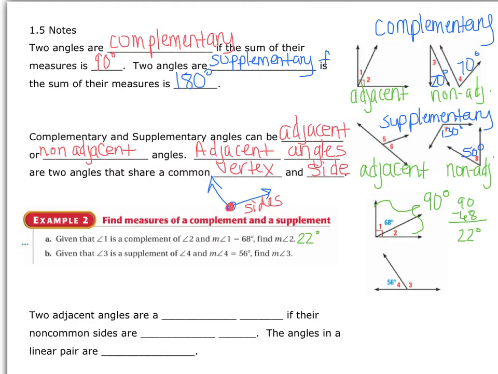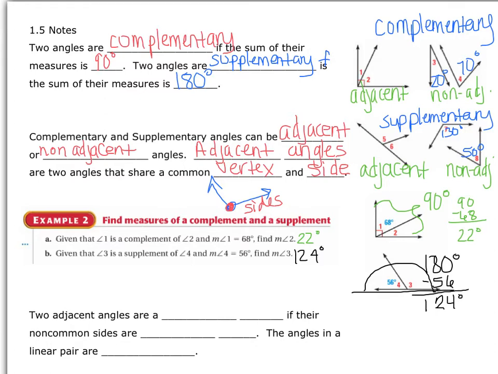Same thing in this scenario, given that angle 3 is a supplement of angle 4, so 3 and 4 are supplementary. That means together, and we know because they're sharing this line, these angles measure 180 degrees. If we were to get out that protractor and measure it, it would be 180 degrees. So how much is 3? Well, 56 is already taken up by angle 4, so 180 minus 56, and we're going to get 124 degrees for the measure of angle 3.